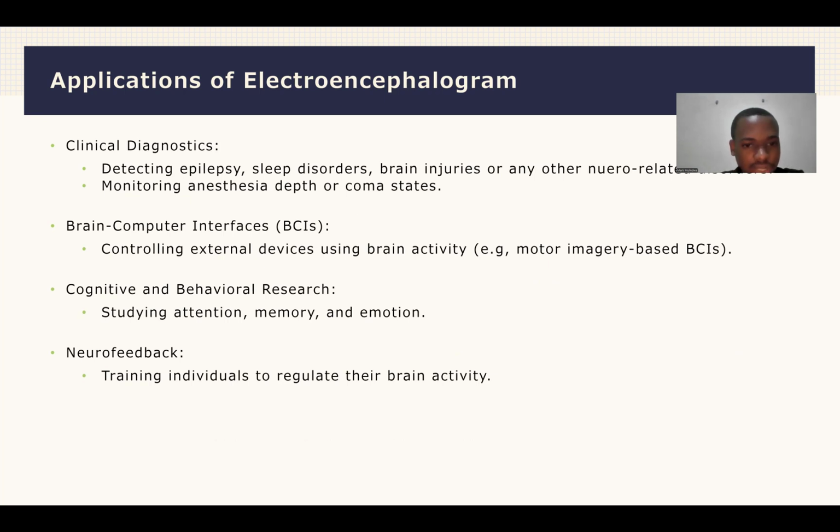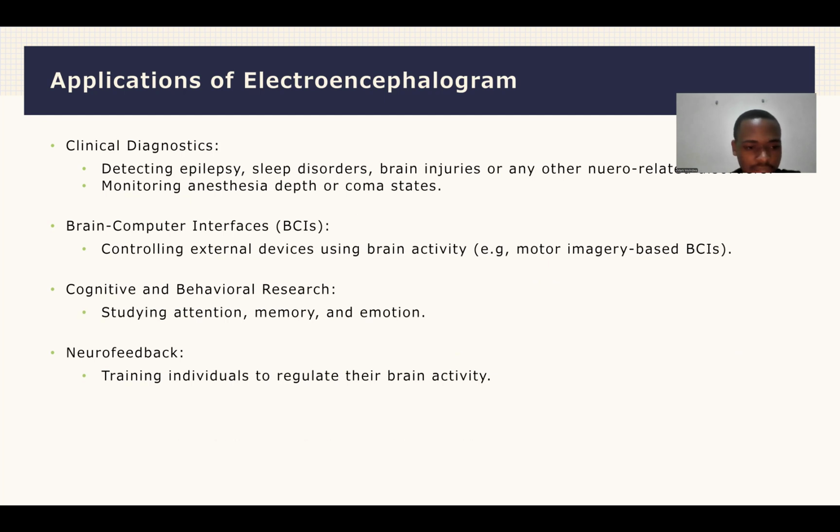Then we have cognitive and behavior research, studying attention and memory. This is used in psychology and neuroscience to study how people stay up to date with things, how they keep their attention. It helps researchers understand how the brain processes emotions, learning, and social interactions. It supports studies on mental workload and stress levels in different environments, e.g. pilots, drivers, students, things like that.